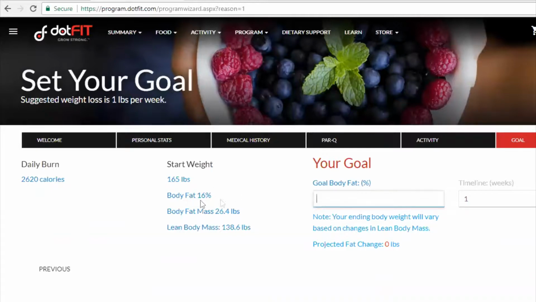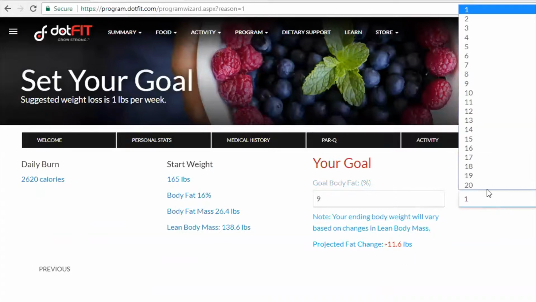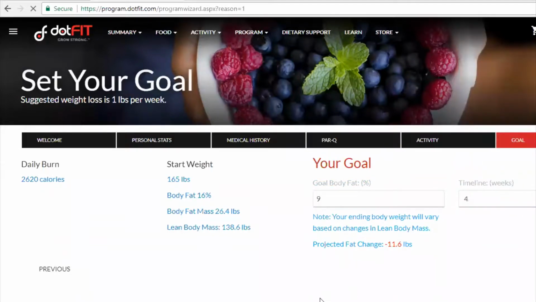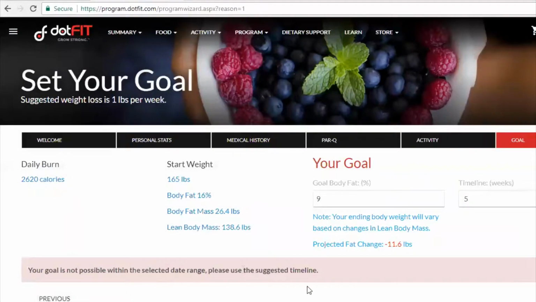So I currently guesstimated my body composition at 16%. Let's say I want to get down to 9% body fat. That's going to give me a body fat mass change of 11.6. If I go over here and put down the time frame I'd like to do that in, and let's say I want to do that in a month, it's going to tell me your goal is not possible, just based on safe, effective methods. However, we blow this out of the water all the time.